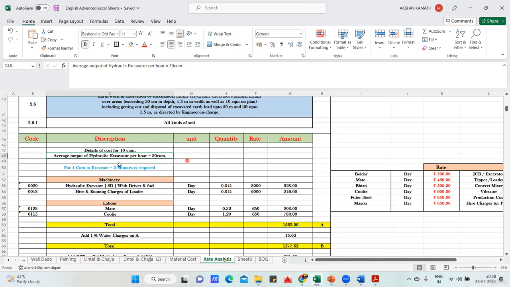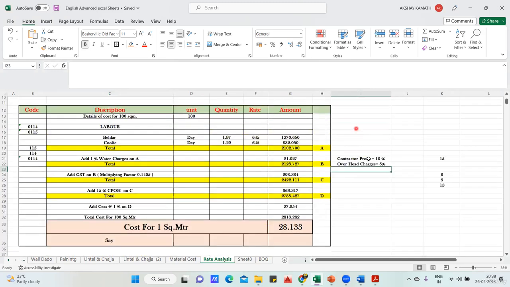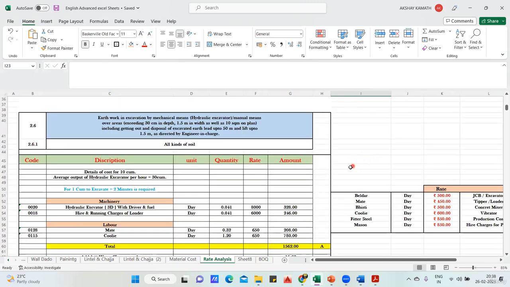Okay. So in that way, I'll write something like this. Okay. We need to understand this. I'll write here for 1 hour. That is, 1 hour means 60 minutes. Okay. If I put my hydraulic excavator for 60 minutes, it can excavate 30 cubic meter of the soil. Good. If that is the case, then for 1 cubic meter, how many minutes are required?